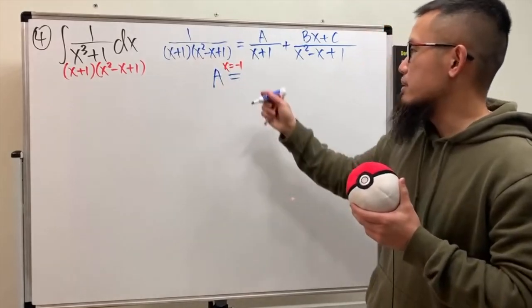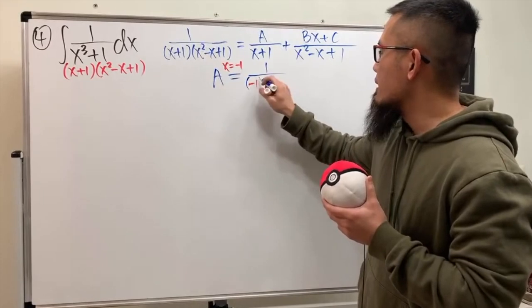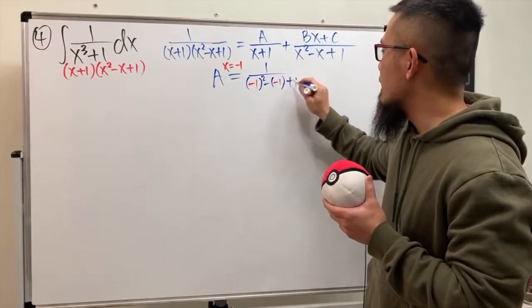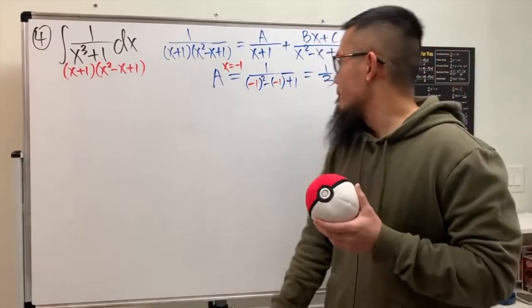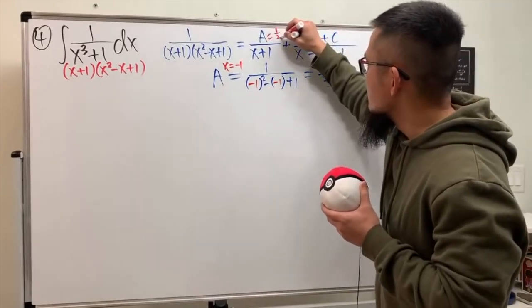And then we're just going to put it here and here. So this time we'll show you guys the work. We get 1 over negative 1 squared minus negative 1, and then plus 1. Work that out, we get 1/3. So that's what A is. A is equal to positive 1/3.